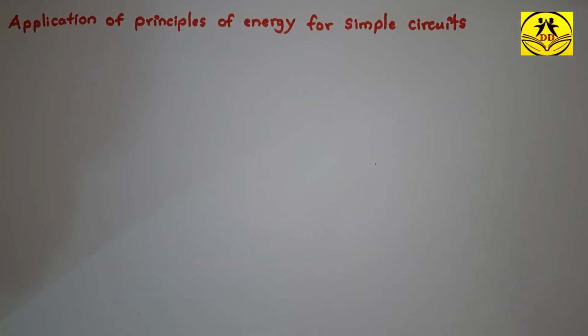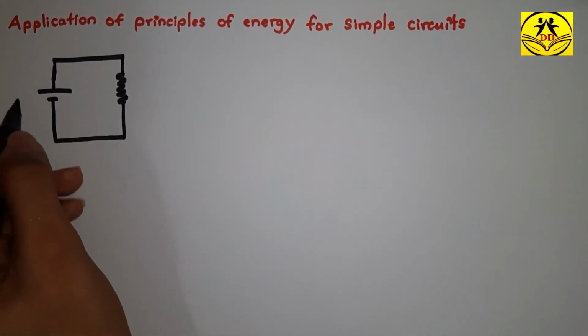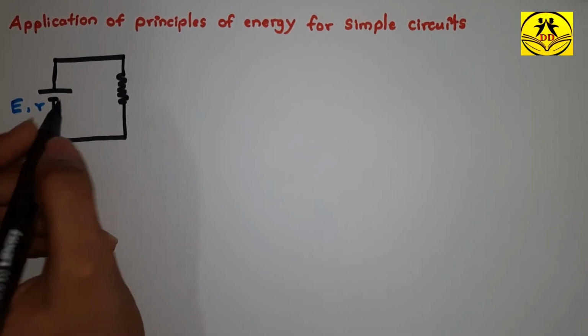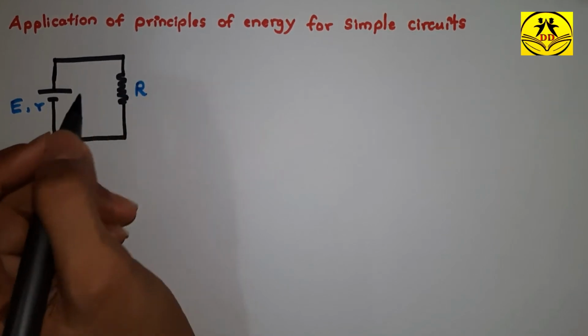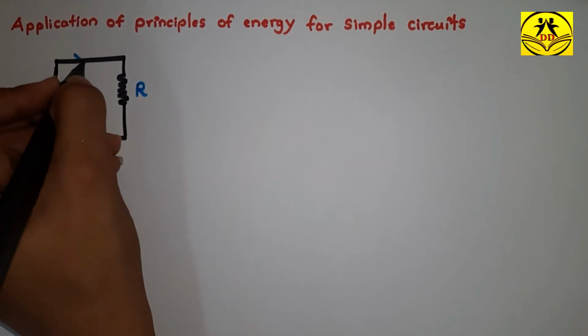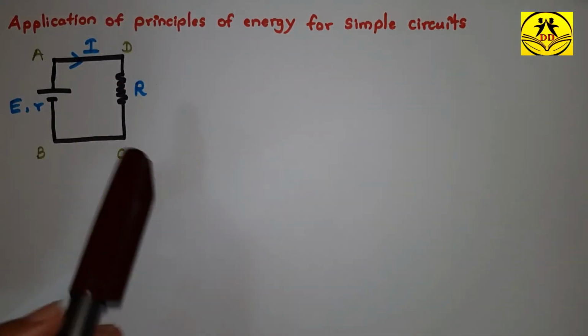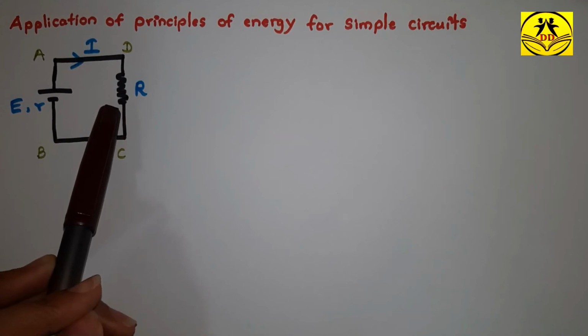Now let's talk about the application of principles of energy for simple circuits. Consider a simple circuit like this. Consider the EMF of the cell as E and the internal resistance of the cell as small r, and the value of this resistor as capital R, and the current flowing through the circuit as I. Now consider this as an ideal resistor.